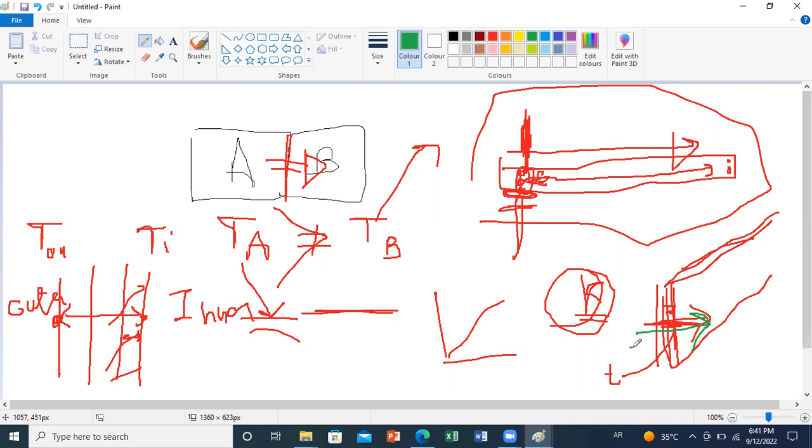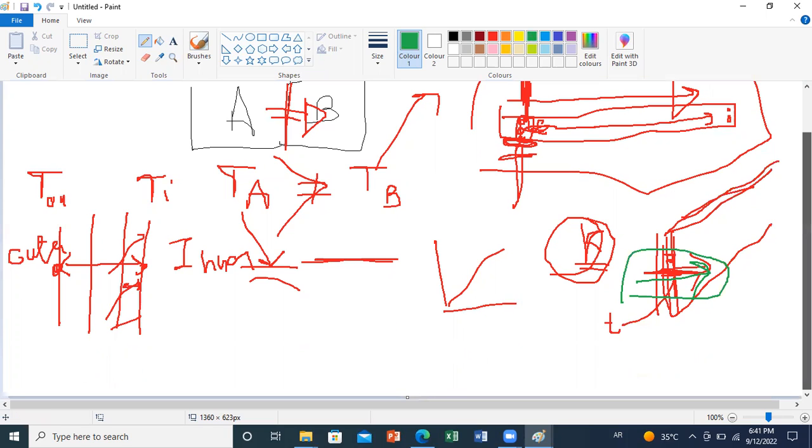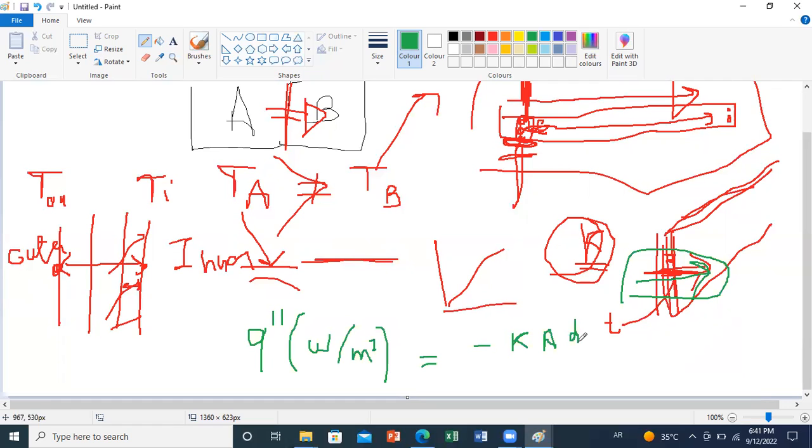So we can treat conduction in a building's envelope as 1D conduction. And we can show that for 1D conduction, the conduction flux q double prime, which is in watt per meter square, is calculated as minus k times the area times dT by dx.